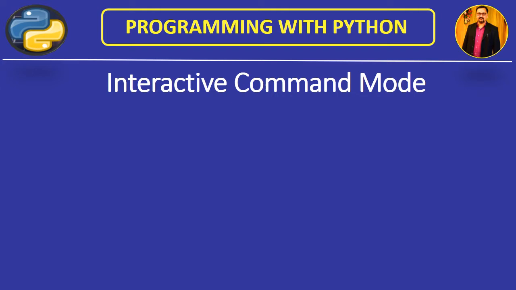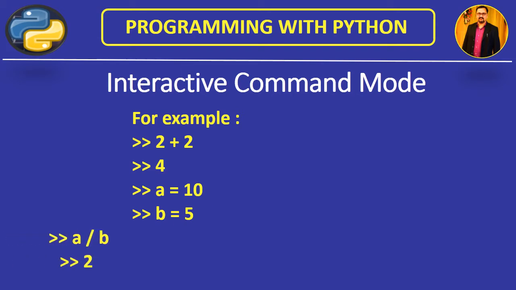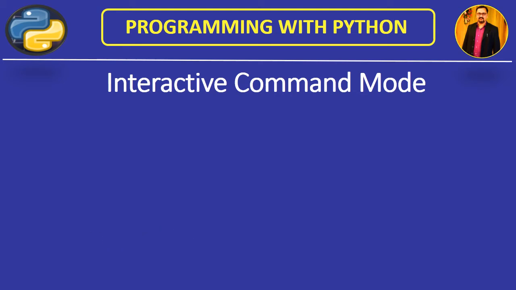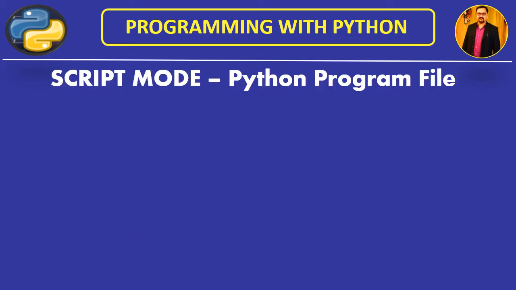You can see here an example of interactive mode. We are simply adding two numbers and getting a response quickly here, 2 plus 2, and it will give you 4. Similarly, here we can assign values to variables and get the answers accordingly. Another example you can see of interactive mode. Here we are adding two numbers and getting the response immediately, and we are dividing two numbers and getting the response immediately.